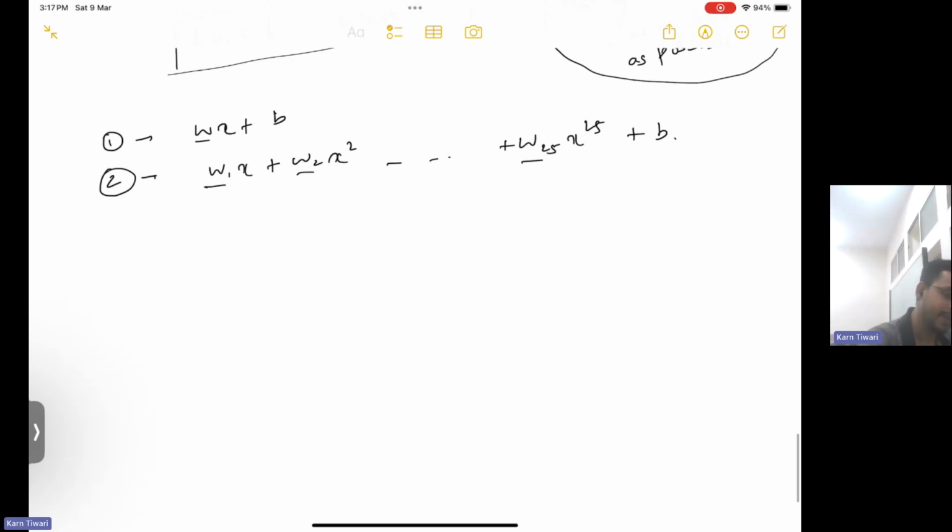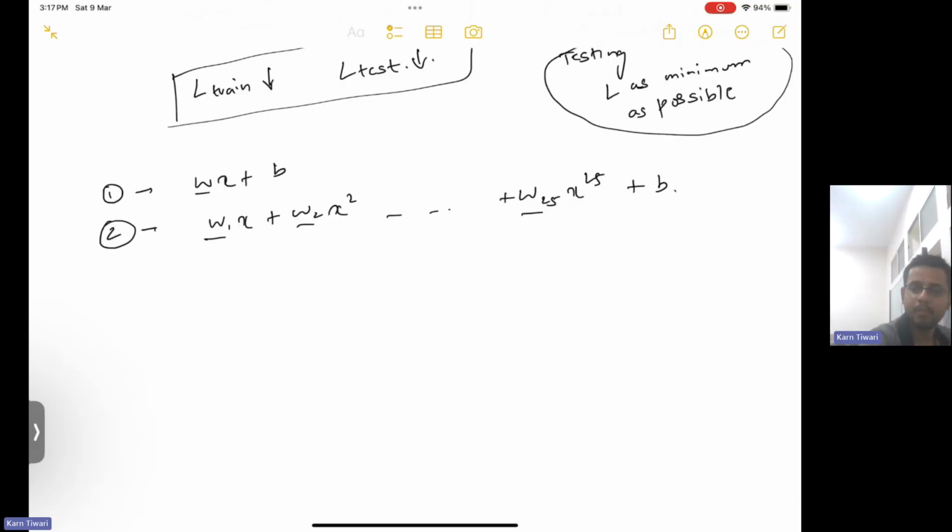But one thing: the first model is a very simple model, and the second one is quite complex, with degree 25. The more complex a model you take, the more the number of parameters increases. The task in machine learning is that the model should be as simple as possible and should generalize well. How to come up with a model that has fewer parameters, is less complex, and generalizes better, that is the task.